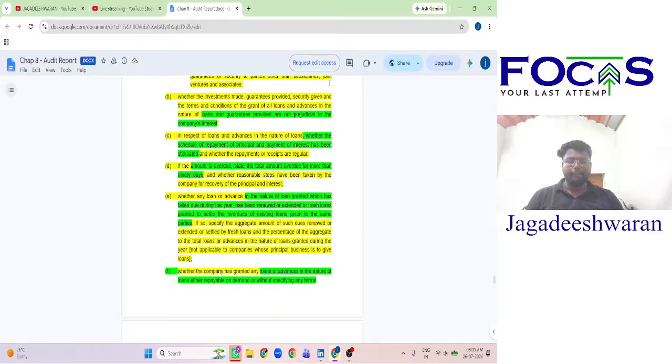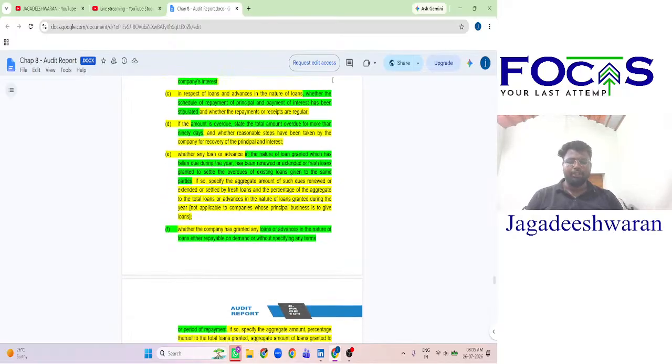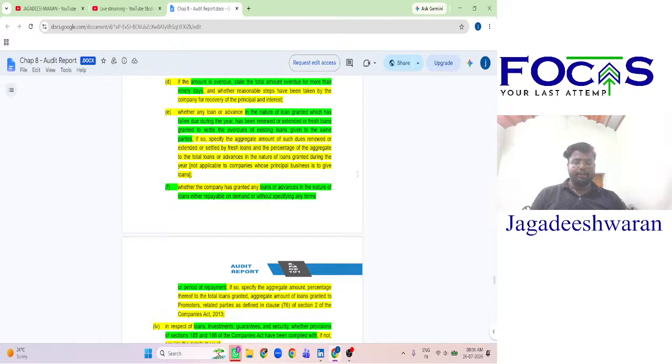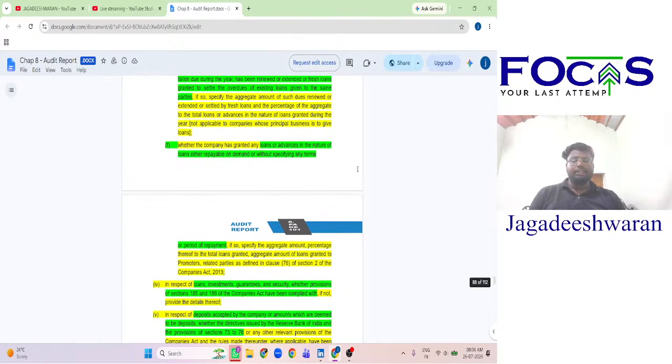Okay. Next, what is the fourth point? If the amount is overdue for more than 90 days, whether we have taken any steps to recover the principal amount and the interest, we have to mention. Fifth point is, if a loan has fallen due and we have extended or renewed it or issued fresh loans, we have to mention the aggregate amount of such dues, and also as a percentage of the total loans which we have issued. Next, whether the company has granted any loans or advances in the nature of loans, either repayable on demand or without specifying any terms or period of repayment.